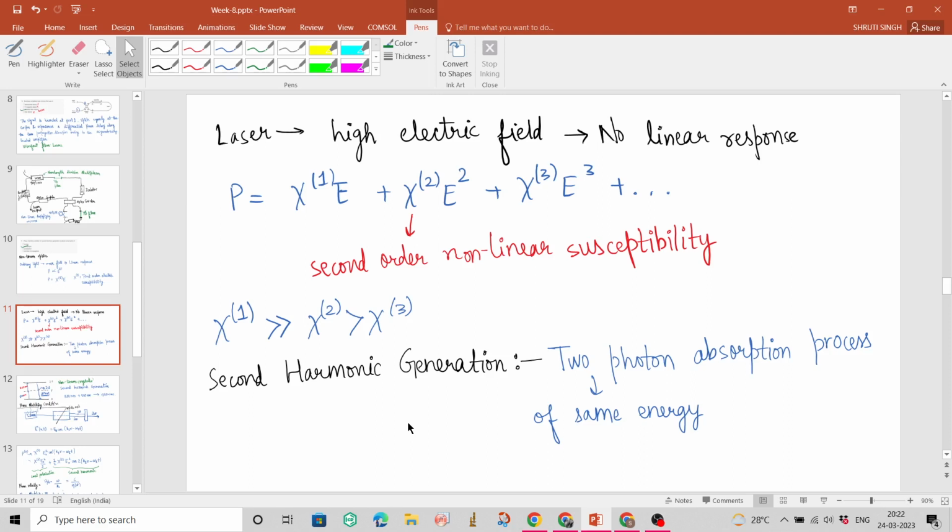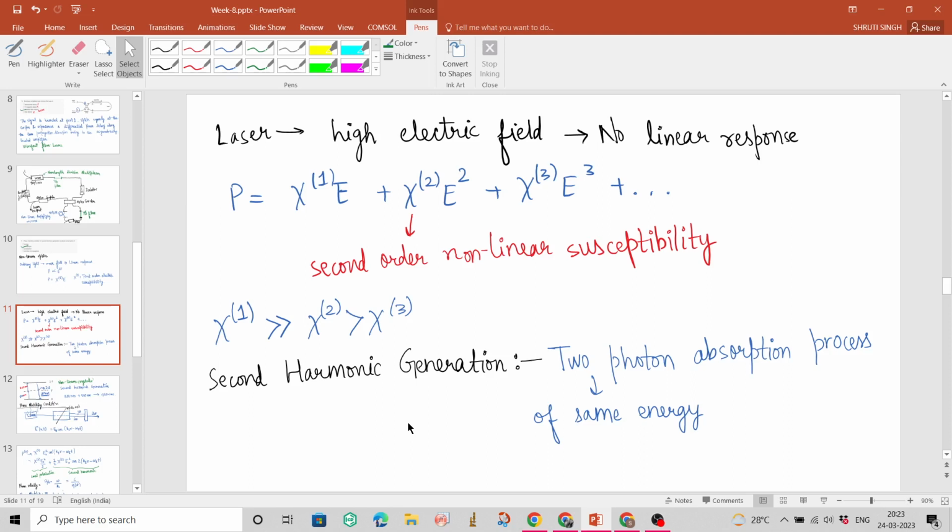Now, what is second harmonic generation? In second harmonic generation, we are doing frequency doubling. It means two photons of a single frequency add up to give a photon with double the frequency. So for example, we are doing 800 nanometer plus 800 nanometer, we should get a 400 nanometer photon as a result of second harmonic generation.